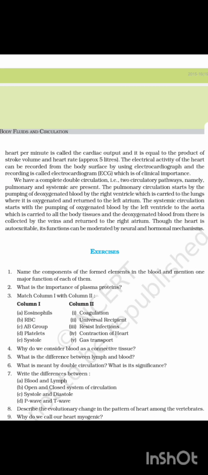We have a complete double circulation. Two circulatory pathways, namely pulmonary and systemic, are present. The pulmonary circulation starts with the pumping of deoxygenated blood by the right ventricle, which is carried to the lung where it is oxygenated and returned to the left atrium. The systemic circulation starts with the pumping of oxygenated blood by the left ventricle to the aorta, which is carried to all the body tissues, and the deoxygenated blood from there is collected by the veins and returned to the right atrium.